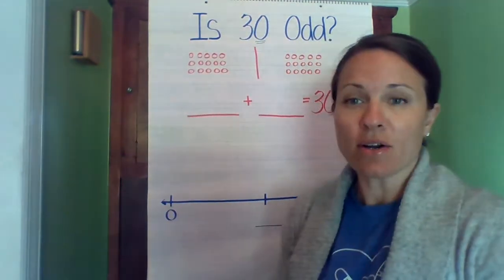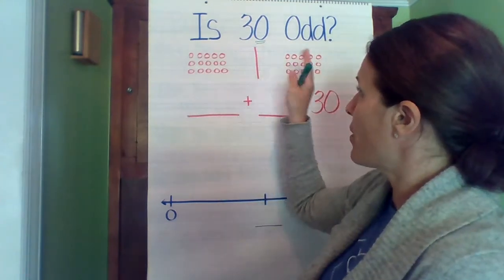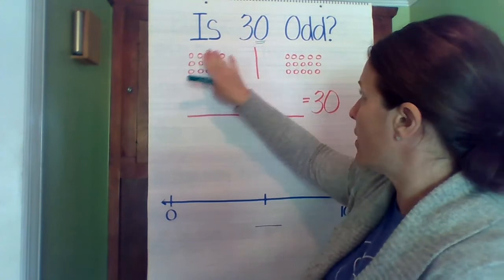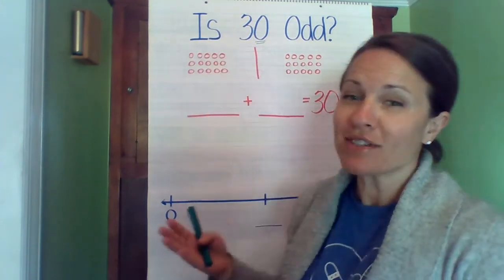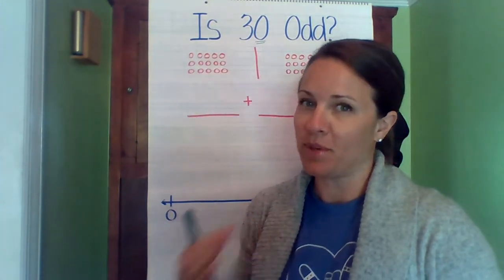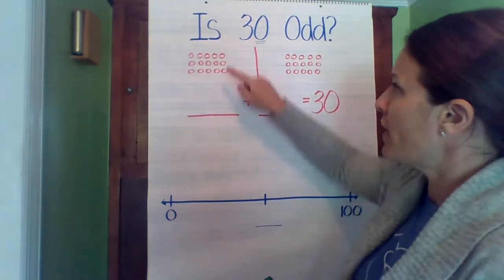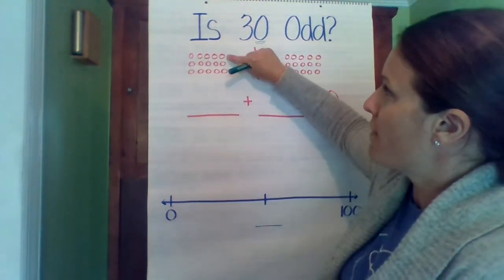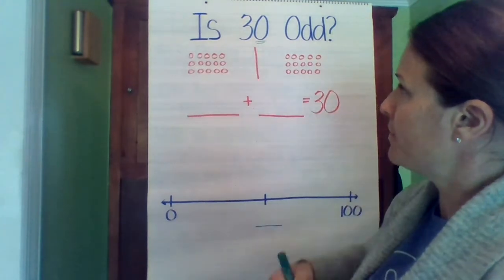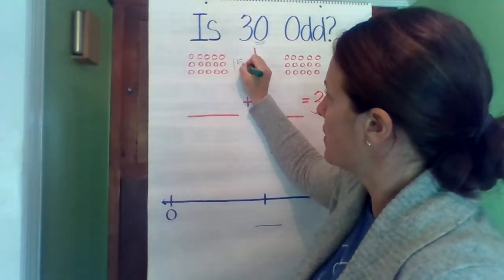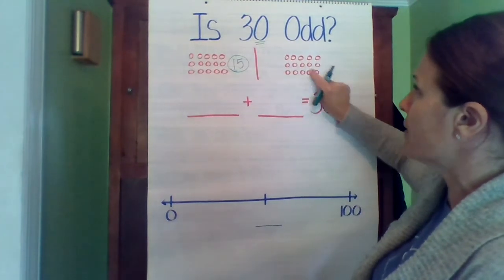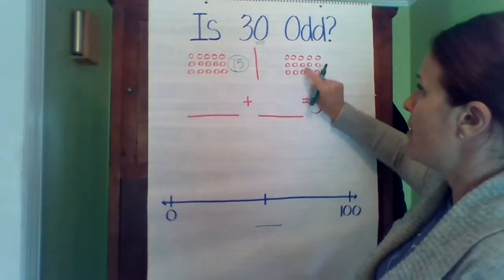Before I started this recording, I drew out 30 dots. And I put 1 here, 1 here, 1 here, 1 here. And of course, I have my rows of 5 because it's easier to count. So if I look, I have 3 complete rows of 5 over here. So that is 5, 10, 15. And then I have 3 complete rows over here. So I have 5, 10, 15.